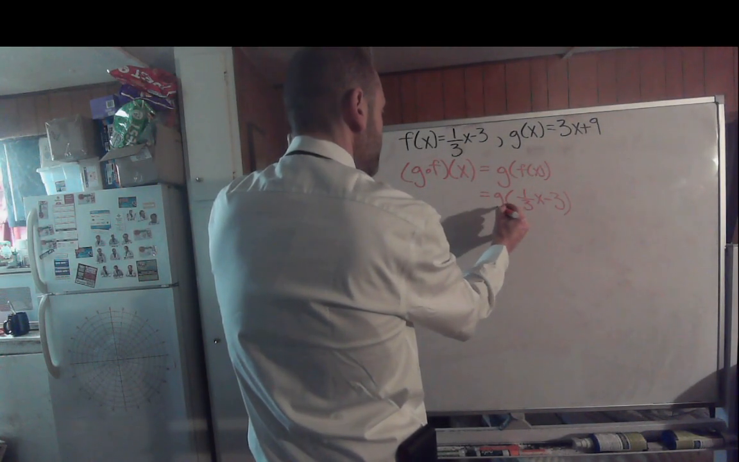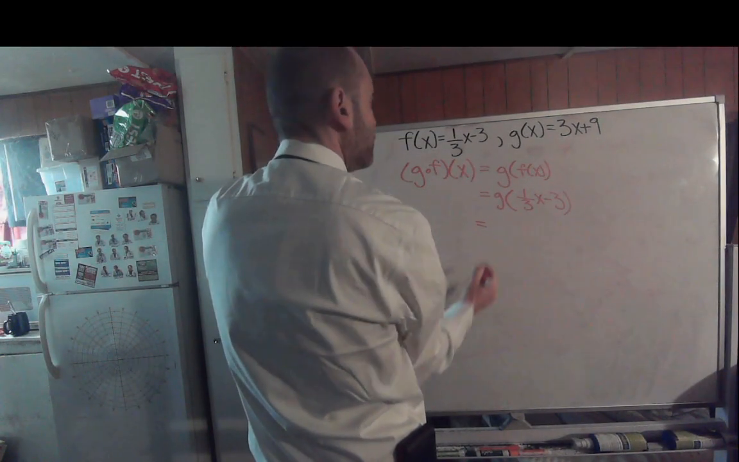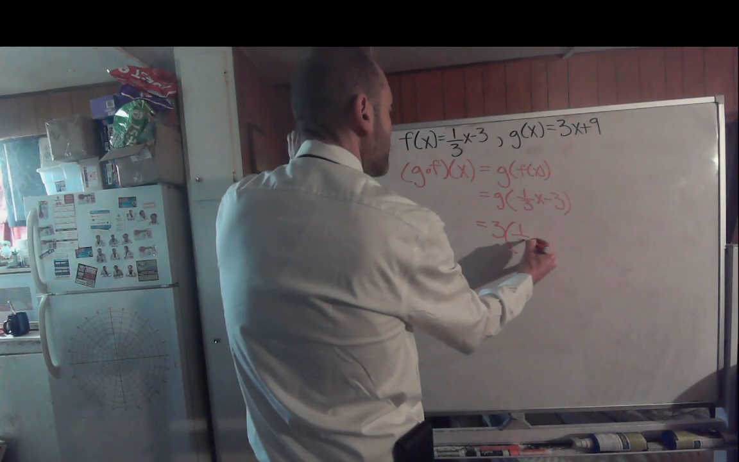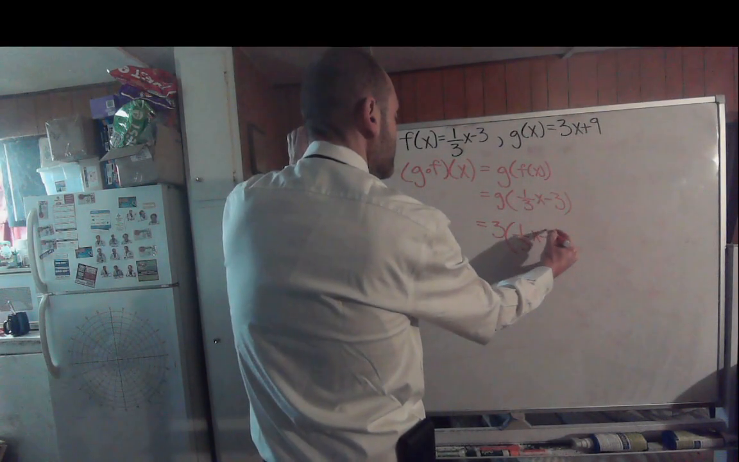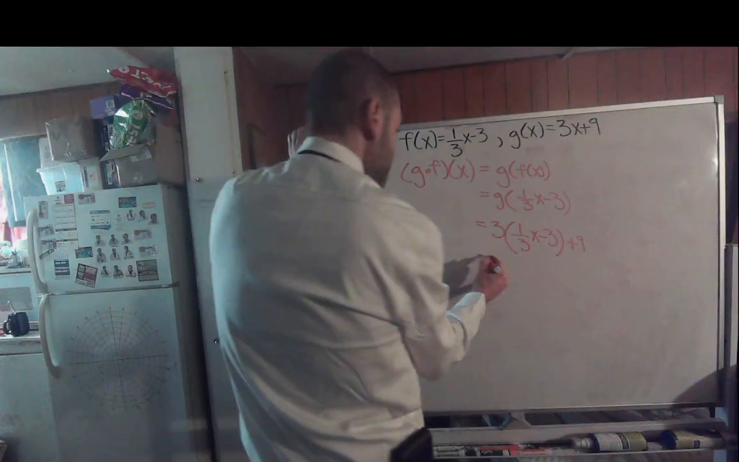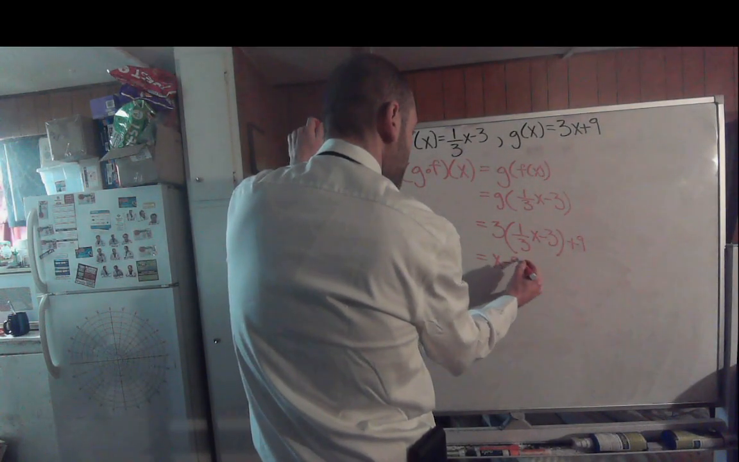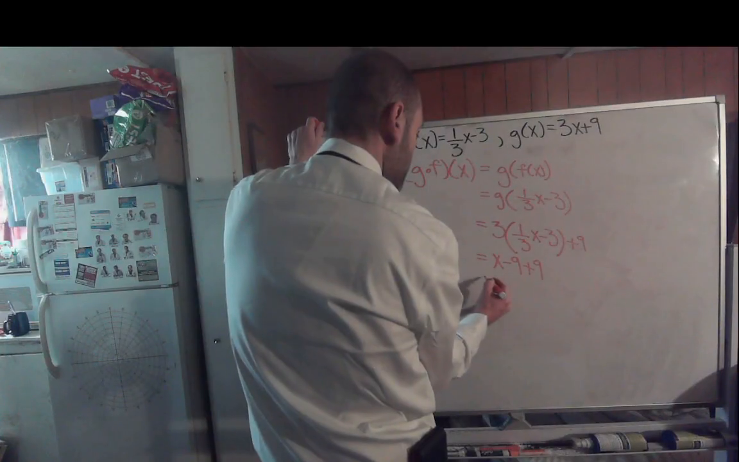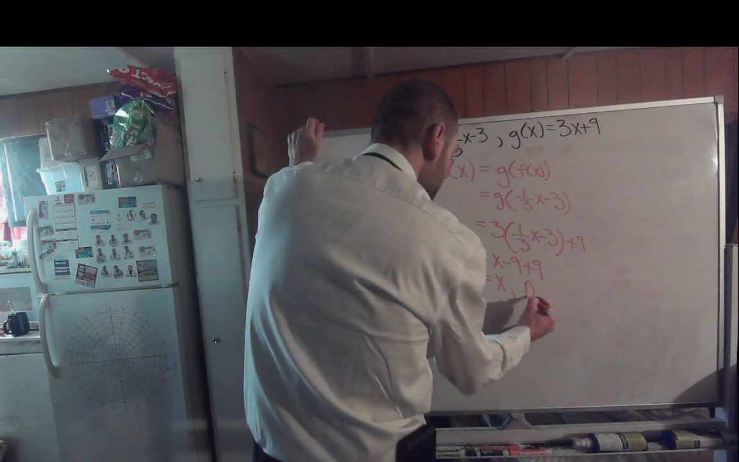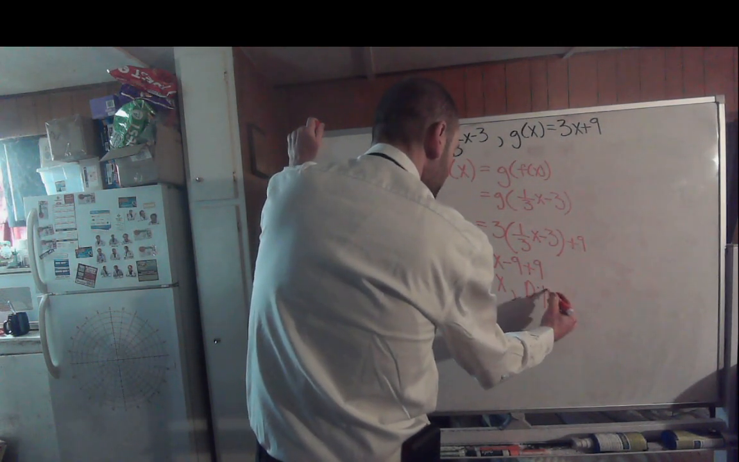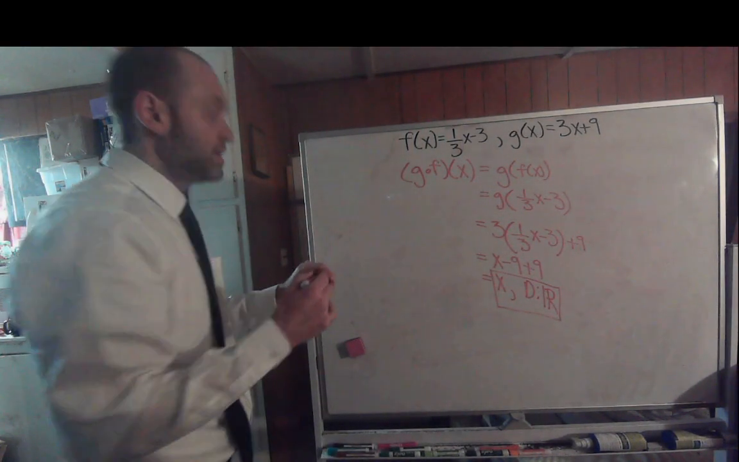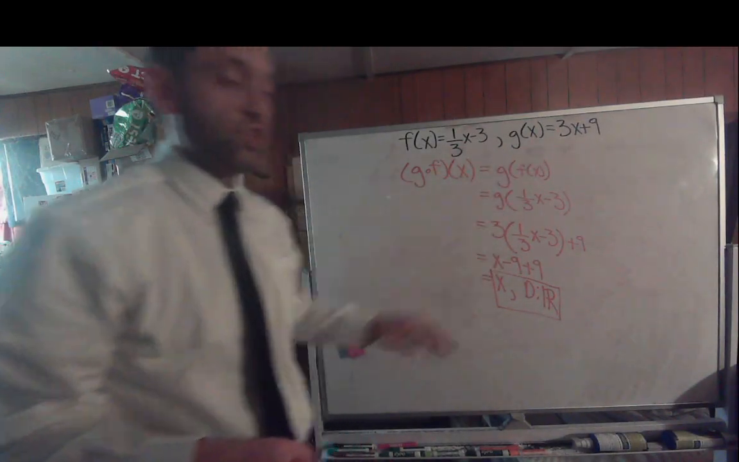Which would end up equaling 3 times 1/3 x minus 3 plus 9. So that would end up giving you x minus 9 plus 9, or just simply x. And your domain is going to still be the set of all real numbers. So both ways we have proven that these two are inverse functions of each other.